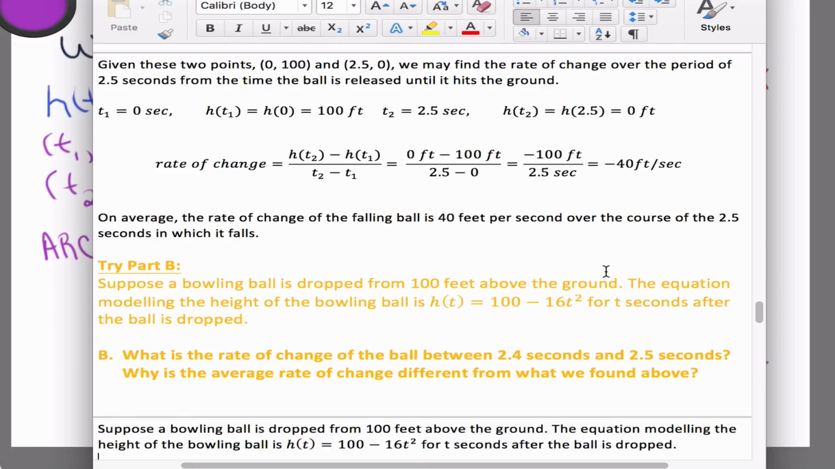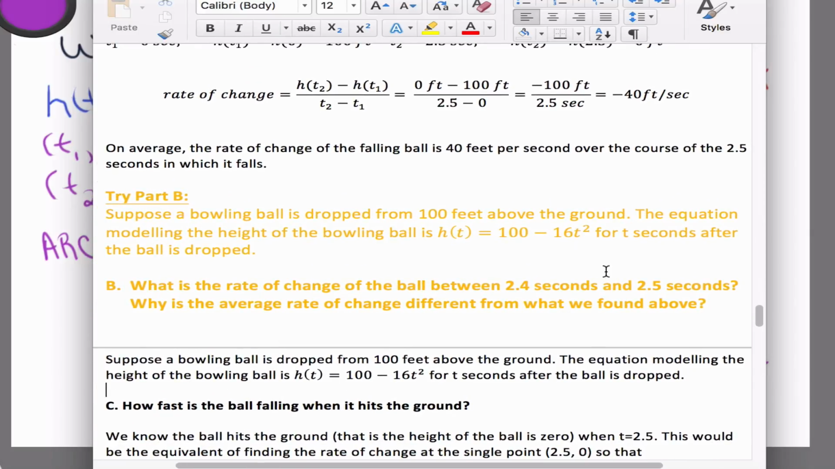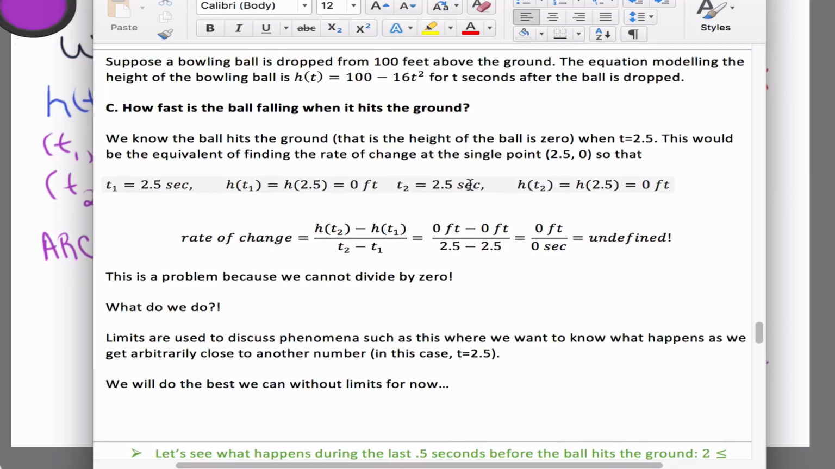All right, so hopefully you worked that problem out. I'll show you the answer at the very end. For now, I want to move on to my next question. Notice here in part C, now, this will be the exact same problem. Our height function is 100 minus 16t squared. And this time I want to know, how fast is the ball falling when it hits the ground?